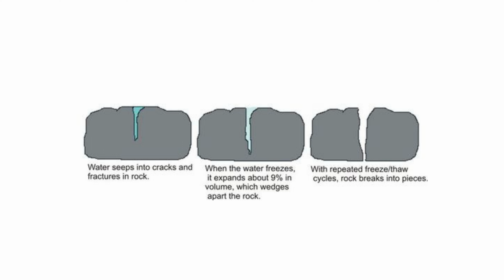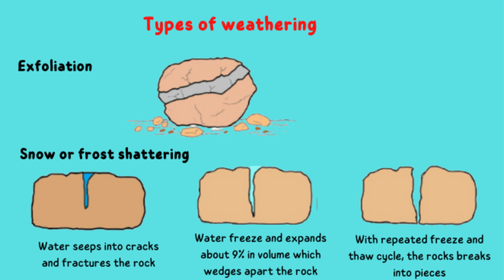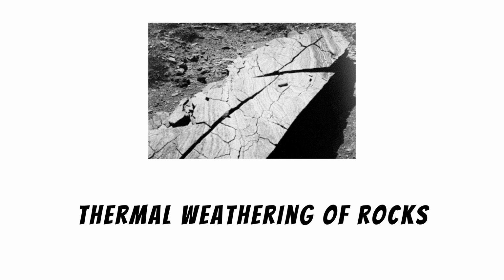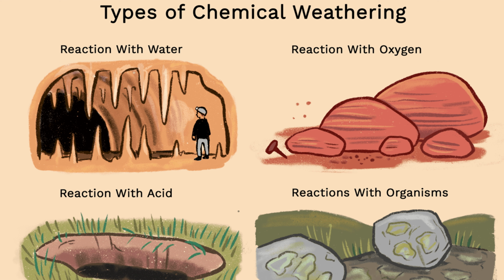The ice then works as a wedge. It slowly widens the cracks and splits the rock. This specific process is called frost weathering or cryofracturing. Temperature changes can also contribute to mechanical weathering in a process called thermal stress. Chemical weathering. Chemical weathering changes the molecular structure of rocks and soil.